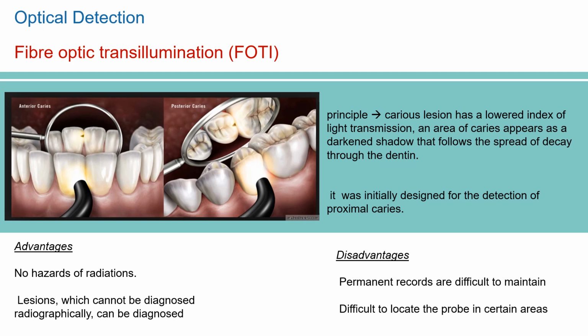Now then there is a system called fiber optic transillumination, and the principle of fiber optic transillumination is that the caries lesion has a lowered index of light transmission. So an area of caries will appear as a darkened shadow that will follow the spread of the cavity through the dentin. The advantages of fiber optic transillumination are no hazards of radiation. Lesions which cannot be diagnosed radiographically can be diagnosed using fiber optic transillumination. The disadvantages are, however, permanent records are difficult to maintain and it is difficult to locate the probe in certain areas.